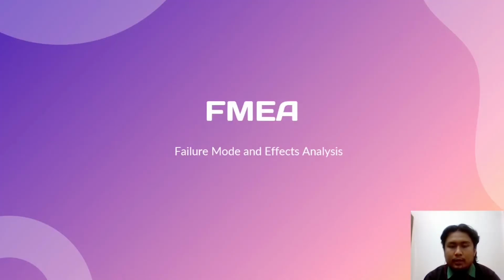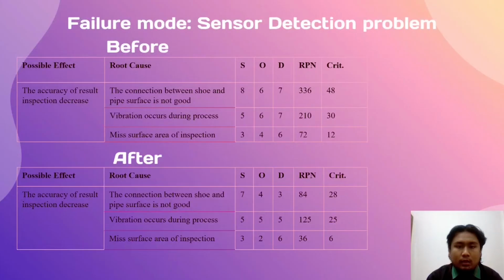Next is FMEA. First failure mode is sensor detection problem. This table shows before and after redesign. Our objective is to increase the accuracy of final result inspection.